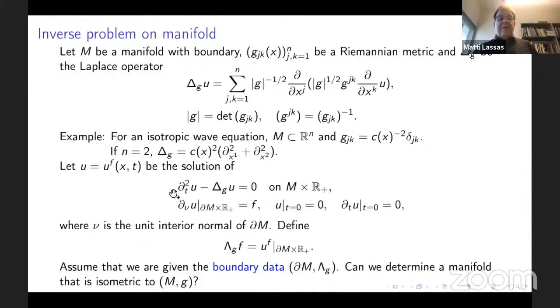And we say that the wave equation on a manifold is this equation when we have replaced, for instance, this differential operator by the Laplacian of the manifold. And again, we can speak about the normal derivatives and define the Neumann-to-Dirichlet map that maps the Neumann data to Dirichlet data. The inverse problem is that we assume that we are given the boundary of the manifold and this Neumann-to-Dirichlet map, only those, and we ask: can we determine a manifold that is isometric to the manifold where the wave equation takes place?